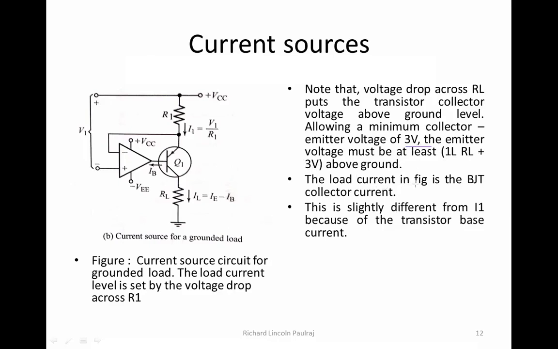So you can see that the load current in this figure, which is IL, is equal to IE minus IB, and is actually the collector current. So this is slightly different from the current that you see here, I1, because I1 here is dependent on V1 by R1. Right? But IL here is equal to IE minus IB. Just a moment.